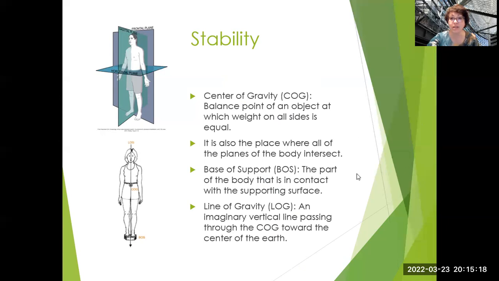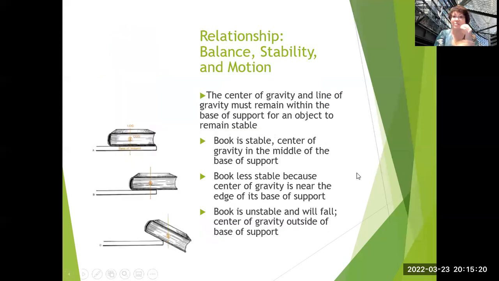So there's a lot going on with stability and base of support. When we look at it in terms of an inanimate object, I'm going to set this book on the shelf, and I would like it to stay there. The center of gravity of the book is its center, where the mass on all sides is equal, just like in a person's body. So the center of gravity and the line of gravity have to remain within the base of support in order for the object to remain stable. In the top illustration, the book is stable because its center of gravity is in the middle of the base of support. So barring an earthquake or something, that book is not going to fall off the shelf.